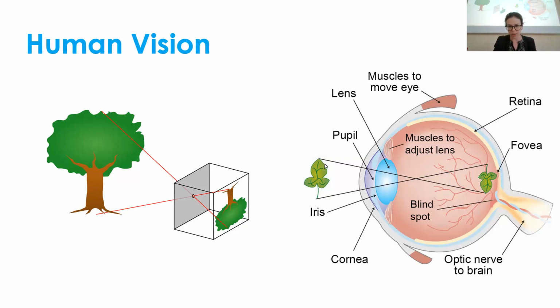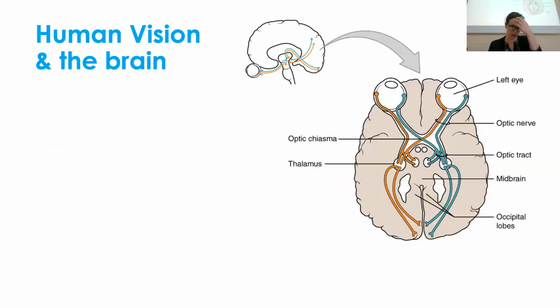So as you can see here, a picture of a leaf, and the leaf is upside down once it goes on the fovea here. And then the magic happens, the light receptor cells do their job, and the electrical signal then goes to the brain. So let's look at the brain a little bit more in detail.